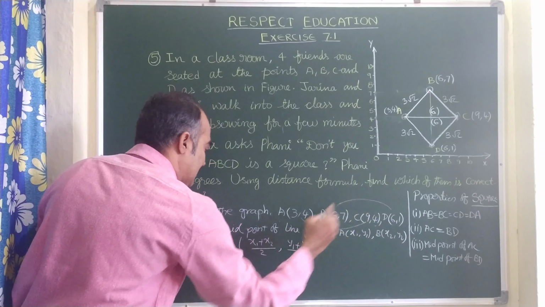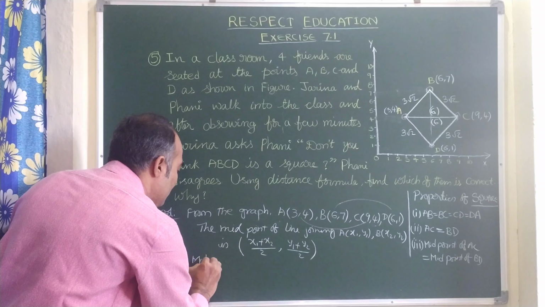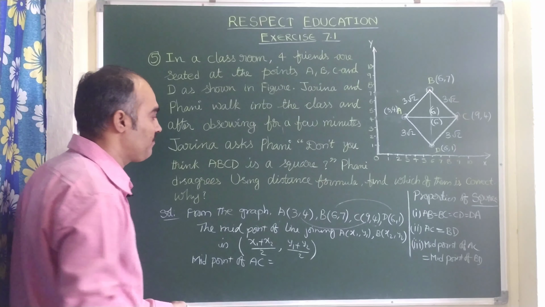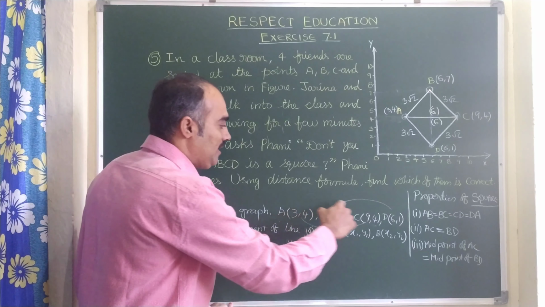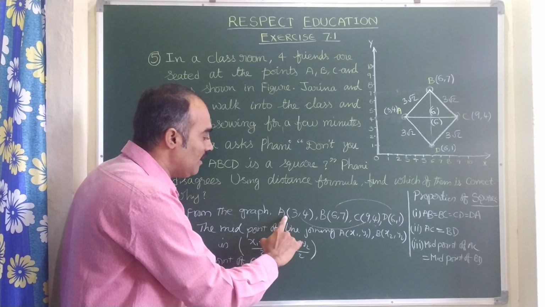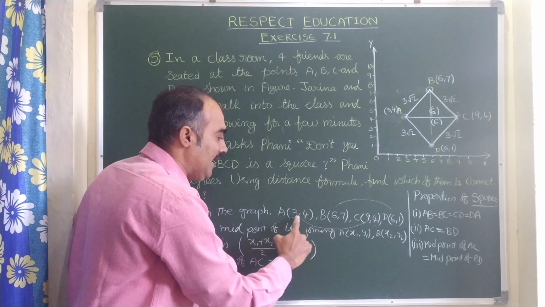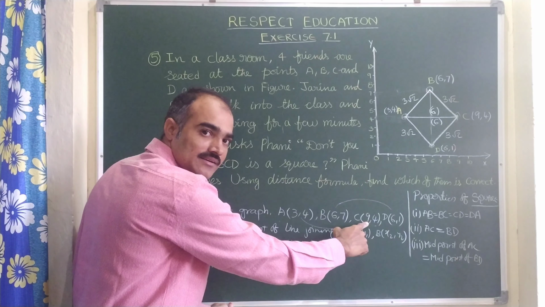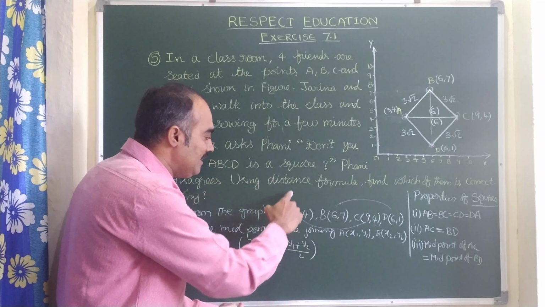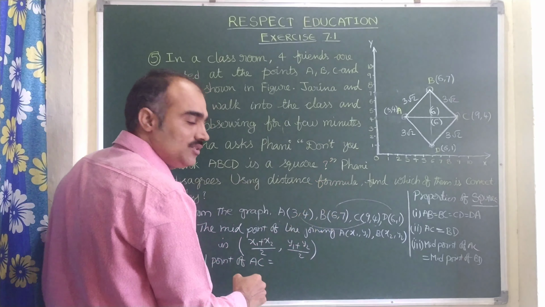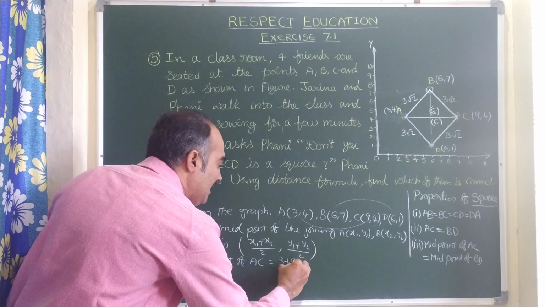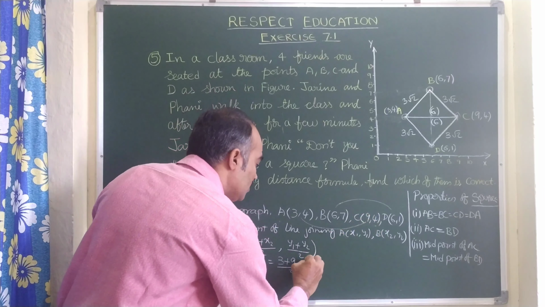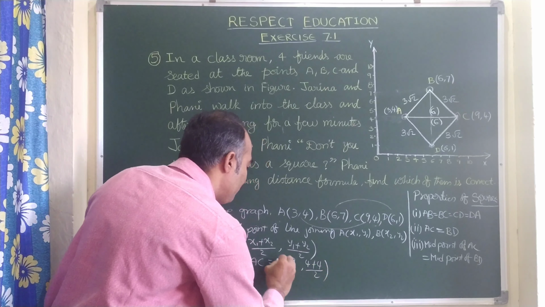Let us take A and C. Here I am writing the midpoint of AC is equal to, see, x1 is 3 plus x2 is 9. Just observe, I am taking A and C. In A, x1 is 3. In C, x2 is 9. Or simply you can remember, in this x coordinate, in this x coordinate. So 3 plus 9 by 2, comma, in this y coordinate 4 plus in this y coordinate 4, so 4 plus 4 by 2.